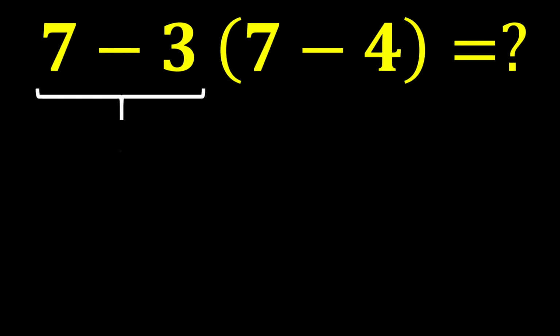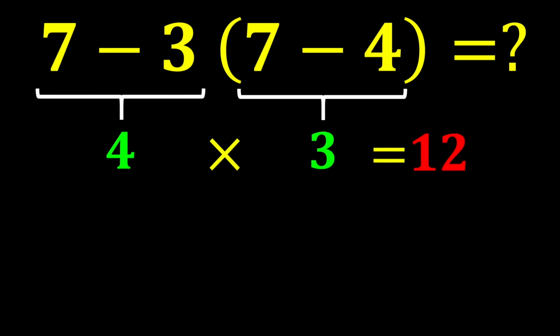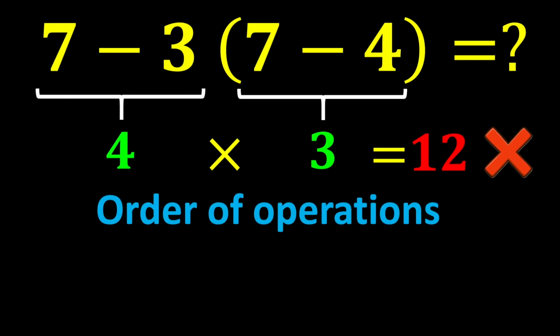7 minus 3 gives us 4, and 7 minus 4 gives us 3, in the end, 4 times 3 gives us 12. But this answer is not correct because we did not follow one of the most important rules in mathematics called the order of operations. The order of operations tells us that when we face a mathematical expression, we cannot start solving it from anywhere we like. Instead, we must follow a specific order called the correct order of operations.